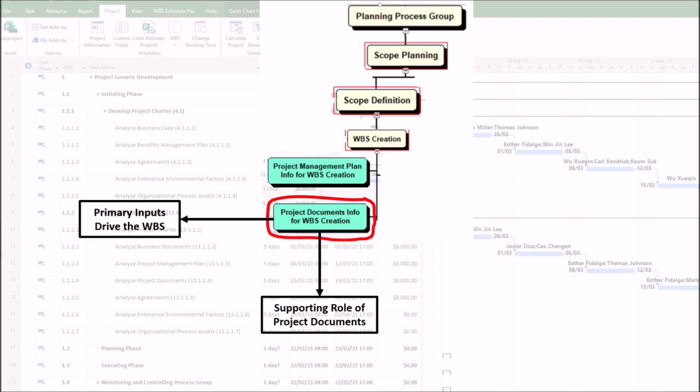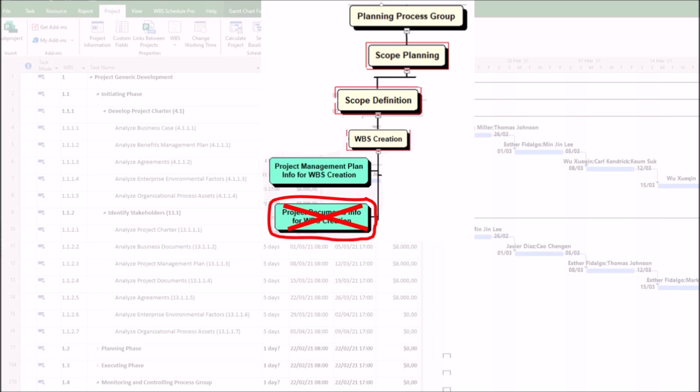2. Supporting role of project documents. Documents like lessons learned registers from past project insights, risk registers from potential uncertainties, and stakeholder requirements can influence how the WBS is structured. They help refine the decomposition process but are not the primary basis for WBS creation. 3. Other factors influencing WBS. Organizational process assets, such as templates and standards, and enterprise environmental factors, such as industry norms, also play a role.